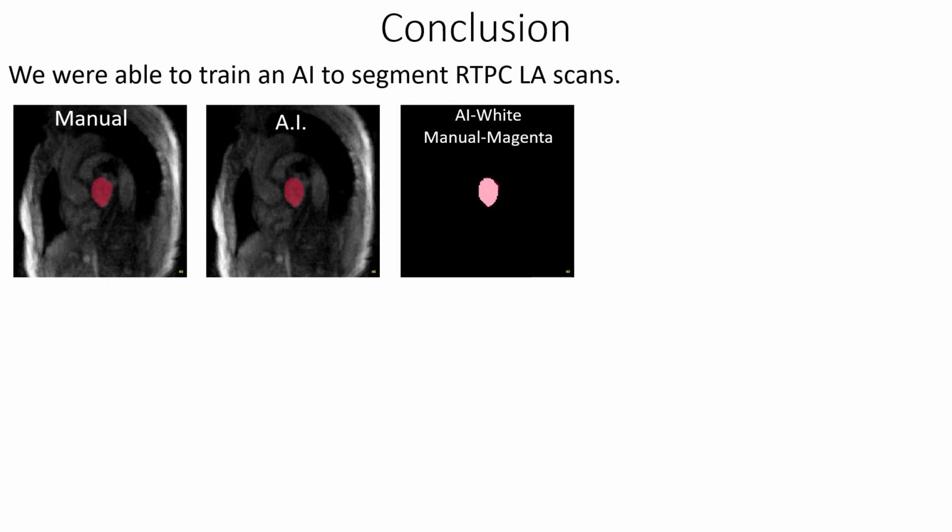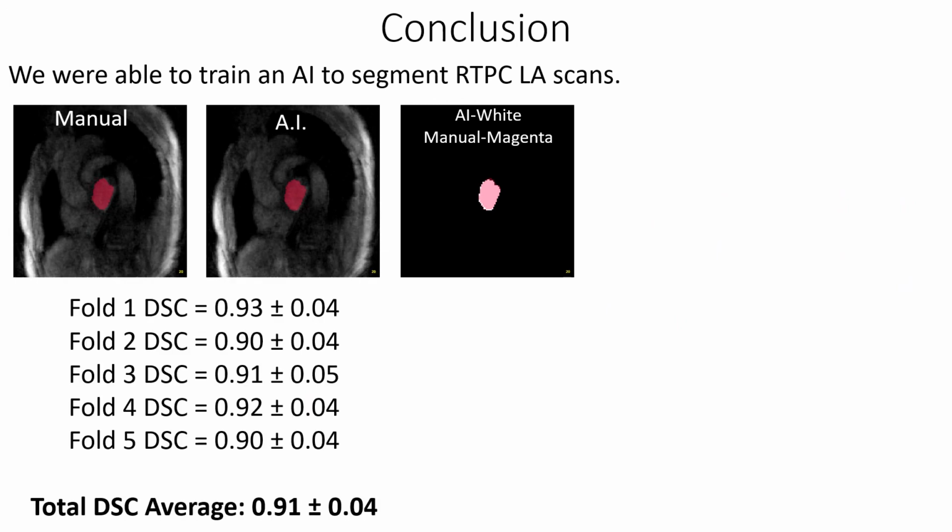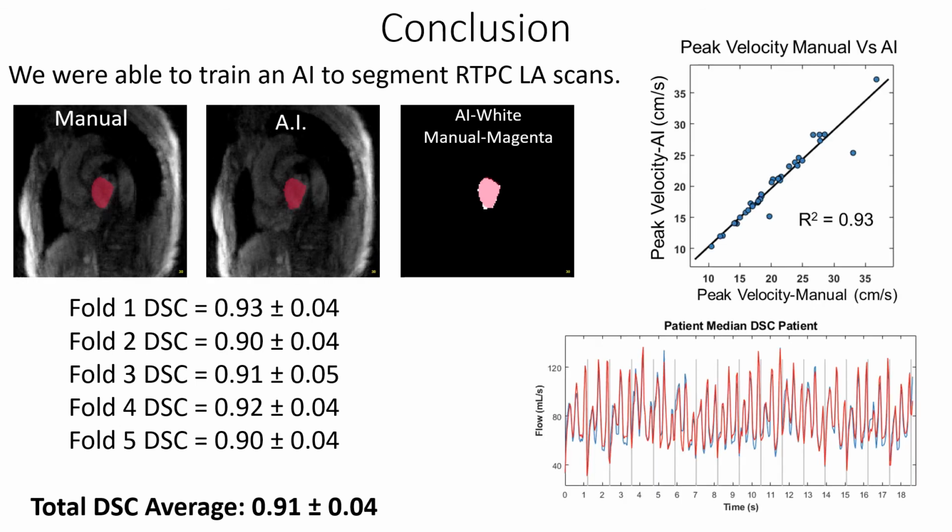To conclude, we were able to train an AI to segment the left atrium in 2D real-time phase contrast scans. We used 5-fold cross-validation and demonstrated that the model had good results for 2D left atrial segmentation that performed at human level. This good result was further corroborated by agreement in flow quantification and mean flow. Our goal for this project is to expand the cohort and better penalize low-performing frames with training and testing.